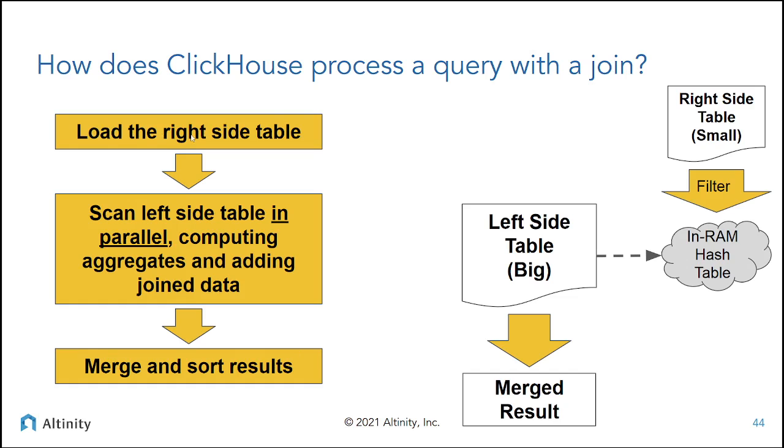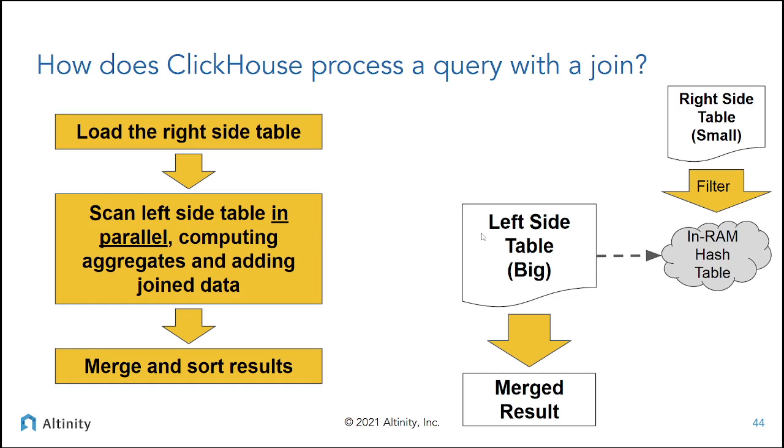The first thing it's going to do is go find that right side table in the join, and load it into memory. So it will filter it if it can. It can apply some predicates to it, but basically it's going to construct a hash table in memory. And then you can have the left side table, and this only allows you to do what's called an equijoin, where the values equal each other.